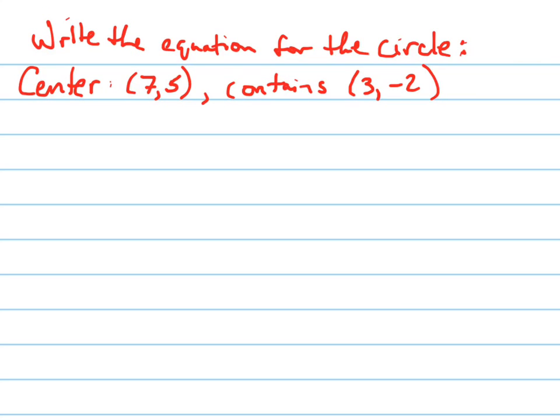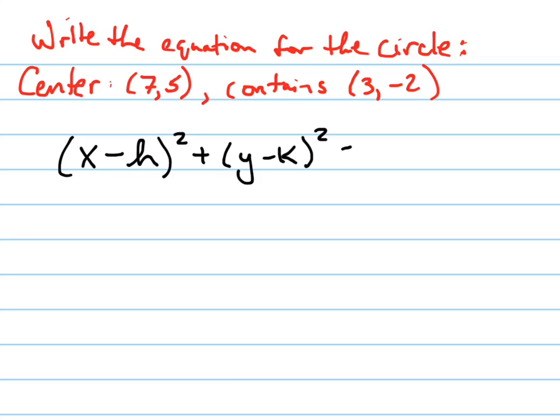They want us to write the equation for the circle with the center at (7, 5), containing (3, -2). So let's remember what our formula says. The formula says that (x - h)² + (y - k)² = r². That's the general formula for your circle, the geometric definition of a circle.